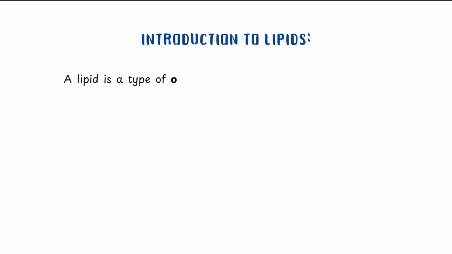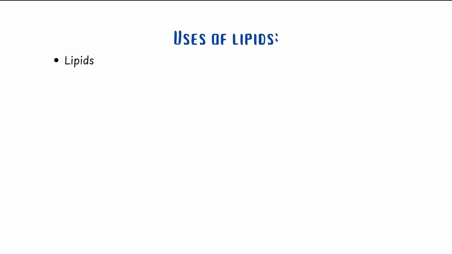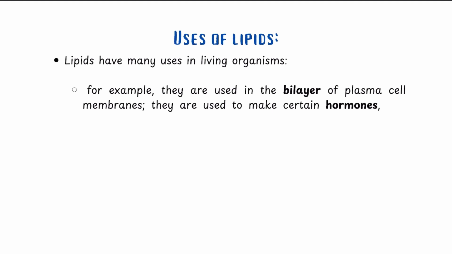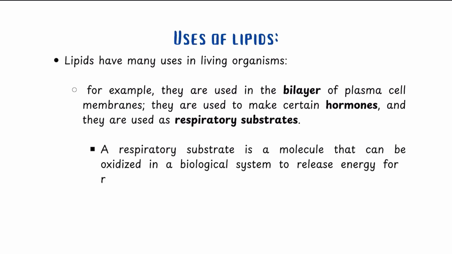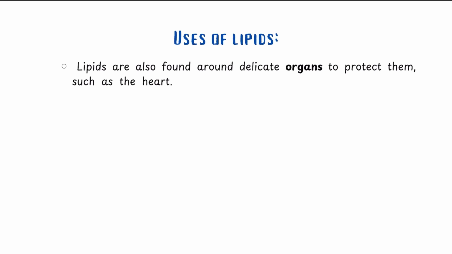A lipid is a type of organic molecule that is primarily hydrophobic and consists of carbon, hydrogen, and oxygen atoms. Lipids have many uses in living organisms. For example, they are used in the bilayer of plasma cell membranes, they are used to make certain hormones, and they are used as respiratory substrates. A respiratory substrate is a molecule that can be oxidized in a biological system to release energy for respiration to produce ATP. Lipids are also found around delicate organs to protect them, such as the heart.